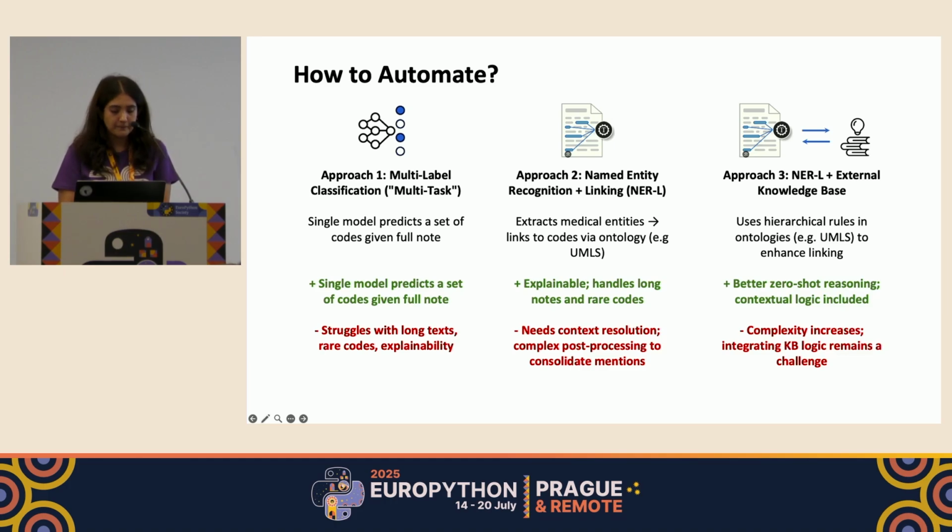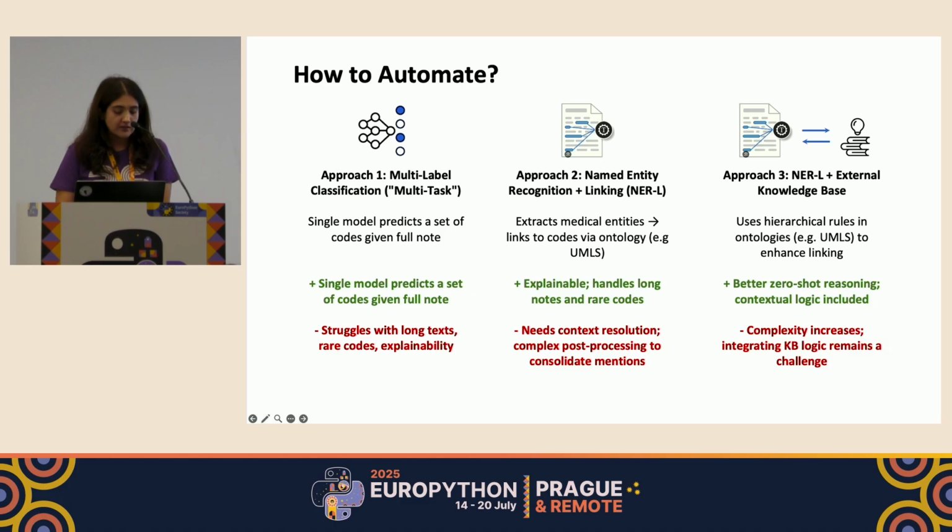The second approach is the named entity recognition plus linking approach, wherein you first extract medical entities from a doctor's note, and then you link those entities to different codes via ontologies like UMLS. Now, the good thing is that it's often explainable, and it can handle long notes and rare codes. But the problem is that you need context resolution. You often need complex post-processing to consolidate mentions. So it becomes slightly complicated to implement a system like that.